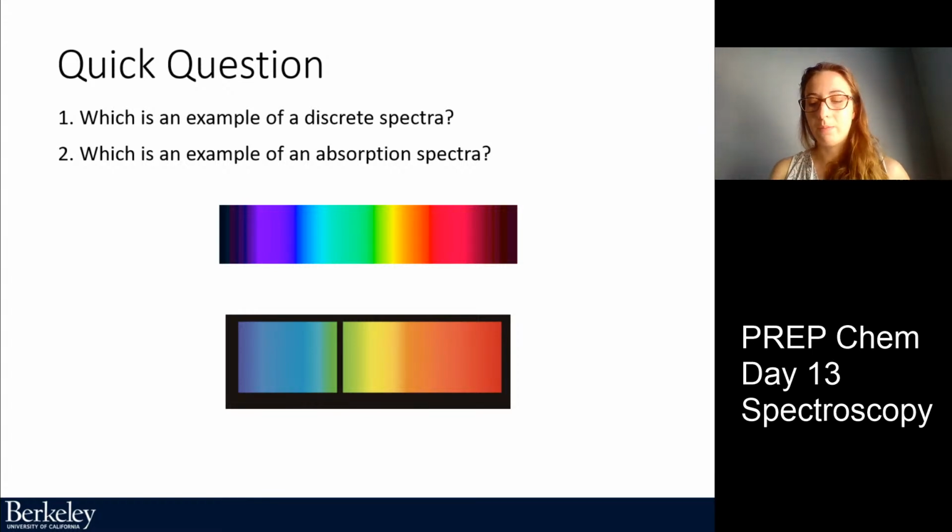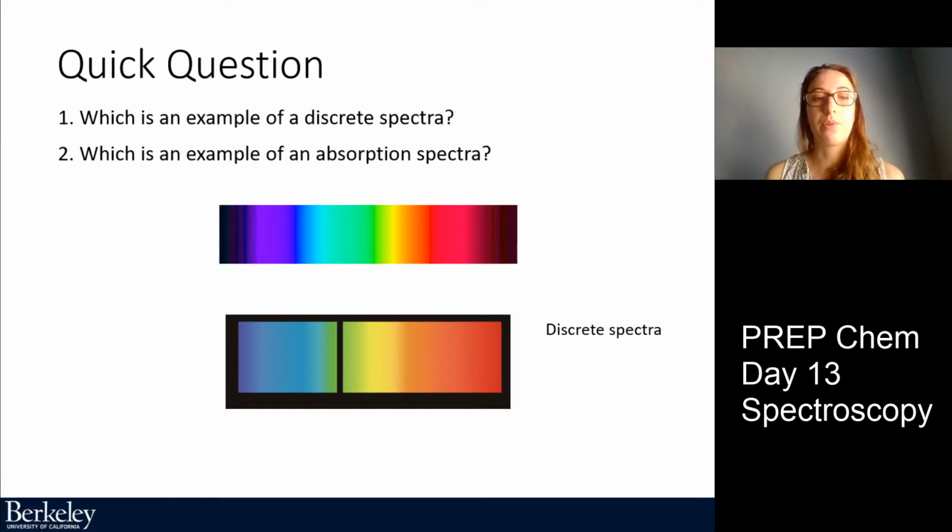Okay, great. So first question, which example is a discrete spectrum? We can see that the top one actually has all of the different wavelengths of light, so that would be a continuous spectrum. But the one on the bottom has this missing section in the middle of the green light. Because of that, we would call it a discrete spectra. It's not continuous, right? We have a break in the wavelengths that we are observing. So the bottom one would be your discrete spectra.